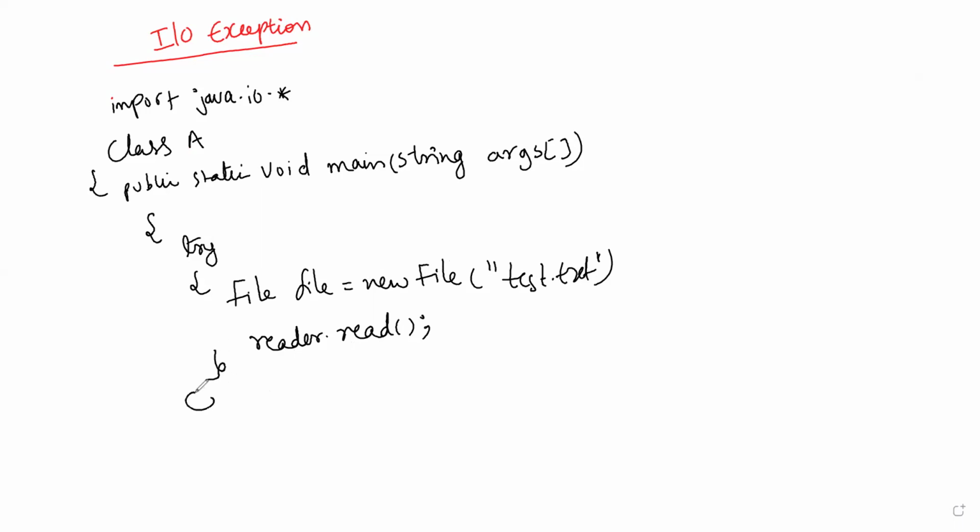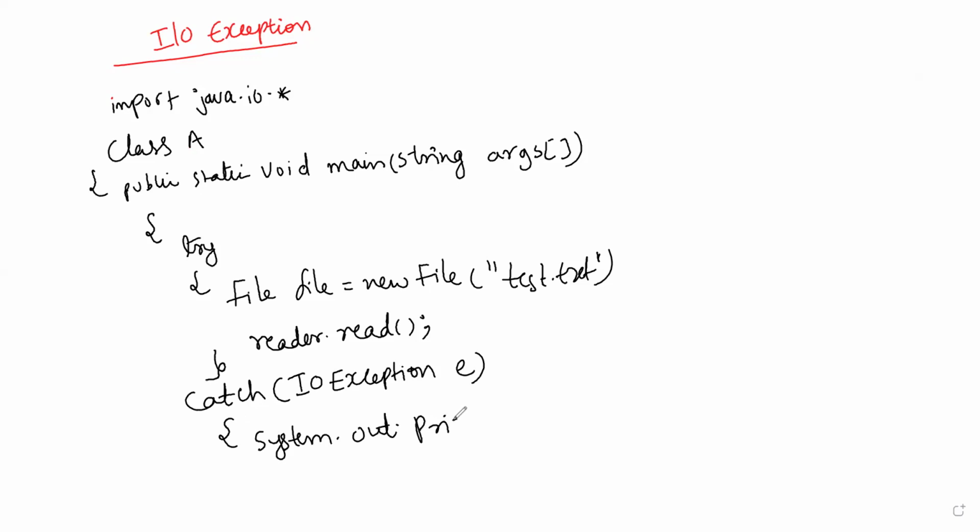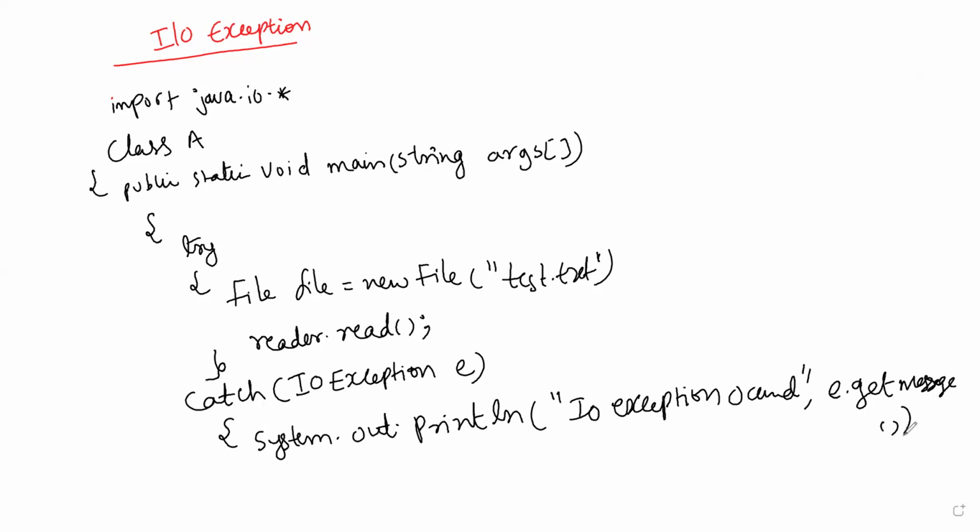Then catch. This is an IO exception. IOException e. Okay. So now I am going to write System.out.println. Now I'm going to print the message called input output exception occurred. Okay. So now e.getMessage(). e.getMessage(). Okay.